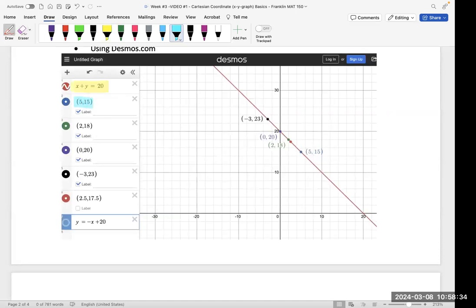5, 15: from the origin over 5, up 15, and there we are. 2, 18: from the origin over 2 and up 18, there we are. On a piece of paper, anytime you put 2 dots on a piece of paper, there is only one line that can go through those 2 dots, one straight line. So all you really need to find are 2 solutions to your linear equation. Once you plot those 2 points on your graph, you can then draw a straight line.